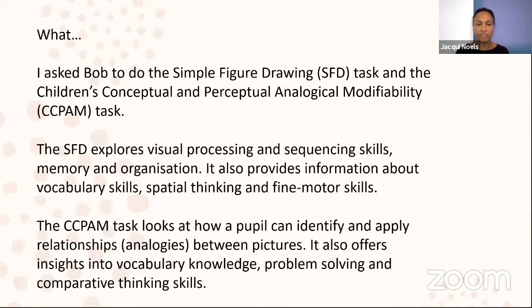Yeah, I think that ties in nicely with the next slide, Jackie, going into why I asked Bob in this case to do the simple figure drawing. I just showed the simple figure drawing when we looked at it last time, because that's very visual to show you, but we did the lovely named Children's Conceptual and Perceptual Analogical Modifiability Task two. I'm quite impressed I got that out in one go. So it's looking at those visual processing skills, memory and organisation, and all of those other processes we look at when we do the dynamic assessment work.